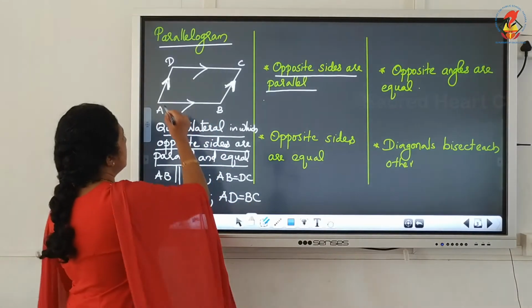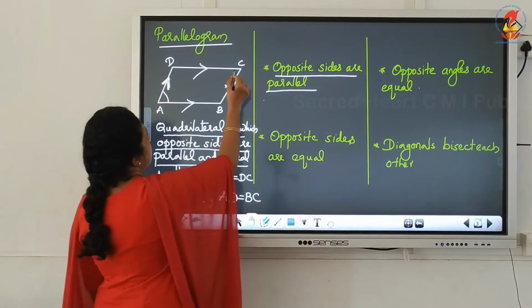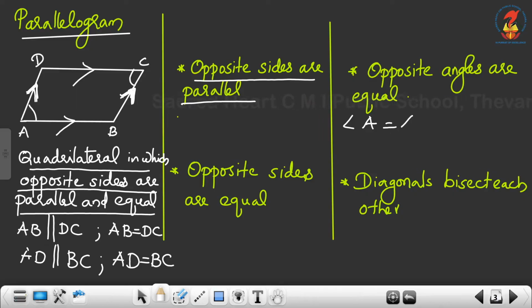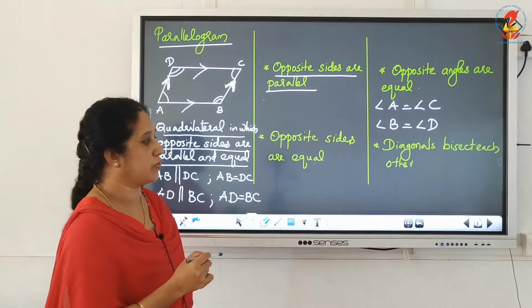So, which are the opposite angles? Angle A and angle C, they are equal. Angle A is equal to angle C. Then we have one more pair, that is angle B and angle D. So, angle B and angle D are also equal. Therefore, we can say that opposite angles are equal.